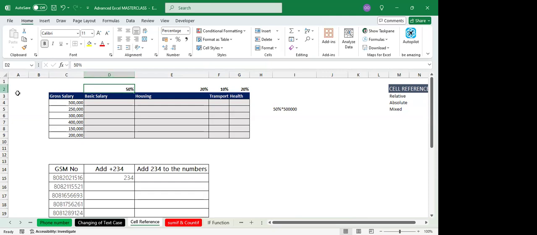Now, if I want to lock it such that it doesn't come down, if I want to lock it so that it doesn't jump, if I drag a cell down, this D2 will not jump to this place. That means that I want to lock it so that it stays on one row. It maintains this column, but the row will not change.